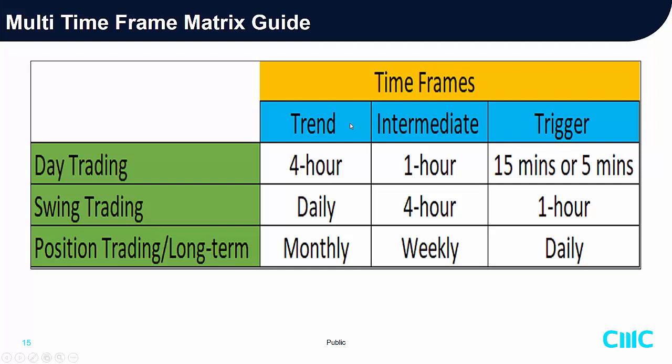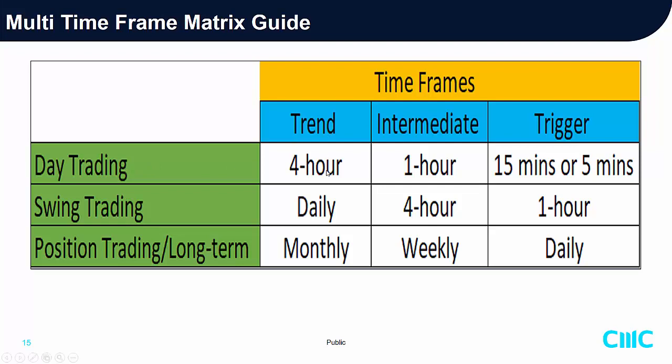Because the big picture trend, the intermediate trend, and the trigger all depend on what kind of trading horizon you're looking at. So it will differ between people who are intraday trading, day trading, versus someone who is position trading or a long-term trader. Position trading is where I may want to hold multi-week to multi-month positions.